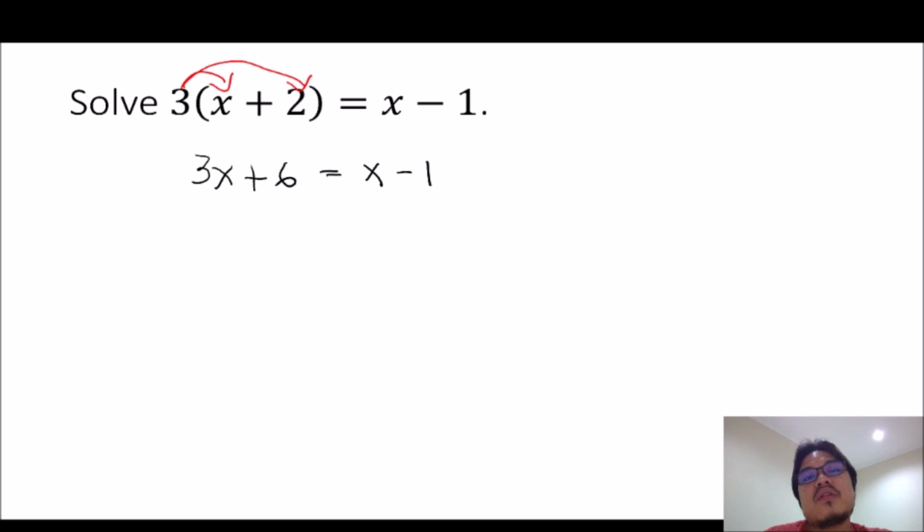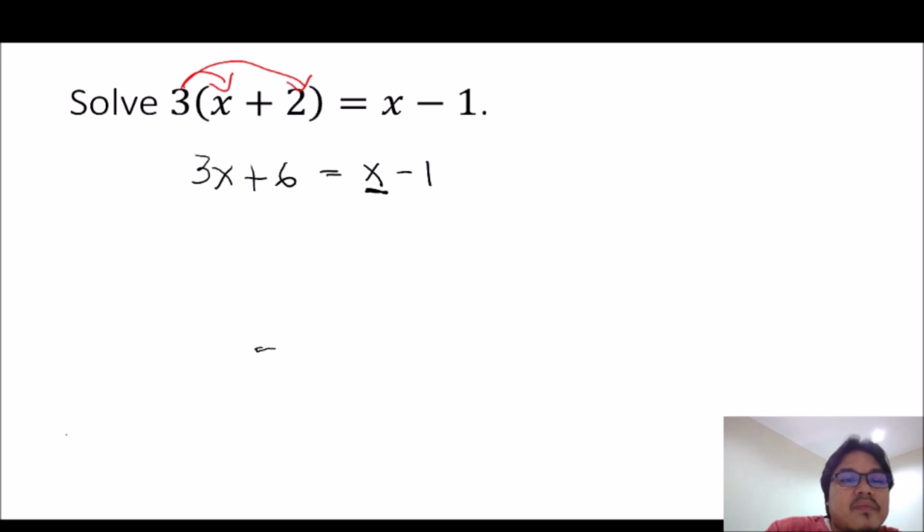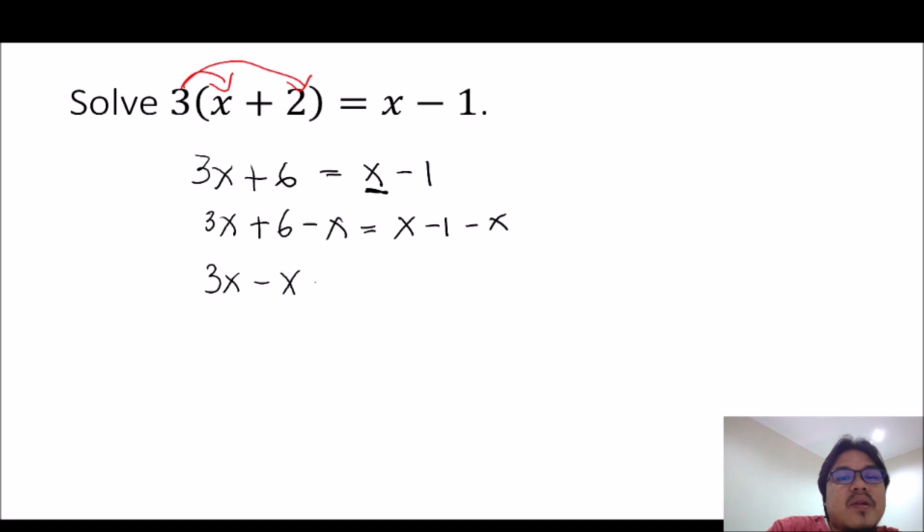So we have unknowns on both sides of the equation. What we will do is either remove 3x on the left-hand side or remove x on the right-hand side. Okay, but in my case, I want to remove x here on the right-hand side. So to remove x on the right-hand side, the inverse of it is minus x. So subtracting x on both sides gives you 3x plus 6 minus x equals x minus 1 minus x. So I will write all like terms together. So 3x minus x plus 6 equals x minus 1.